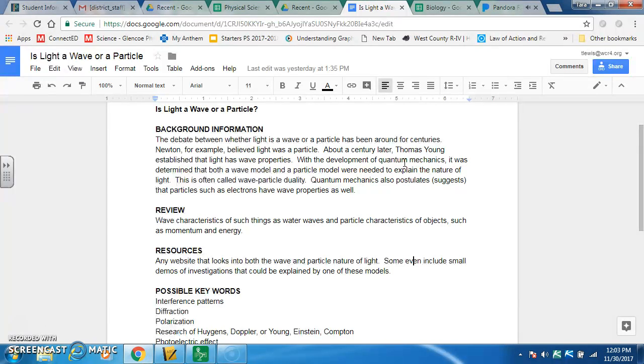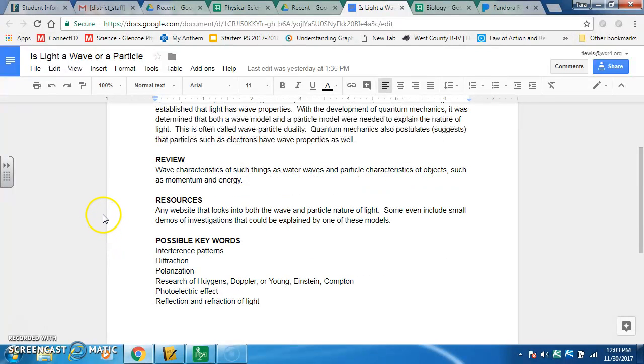Quantum mechanics also postulates or suggests that particles such as electrons have wave properties as well. So when you're on this journey and you're doing your exploration, you need to review wave characteristics of such things as water waves and particle characteristics of objects, such as momentum and energy.